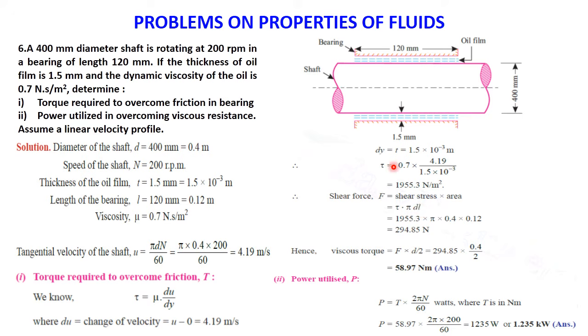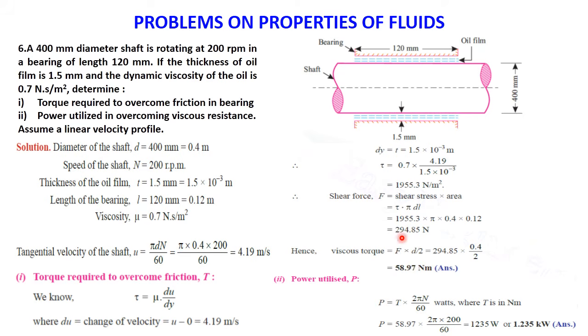So force is equal to tau into the circumferential area, which will be 2 pi r l, because here the length of the shaft is given. If we take just the circle, there is no need of taking length, but we are now taking the curved side of the circumference, so we have to take length. So generally the value is 2 pi r into l. 2r means 1d, that is 2 times radius is nothing but diameter, so pi d into L. So tau is 1955.3 into pi into d is 0.4 and length is 0.12 meters. So here we get force as 294.85 Newton.